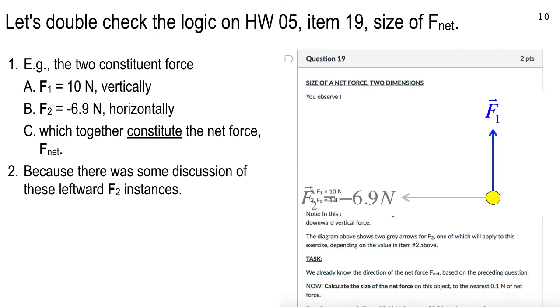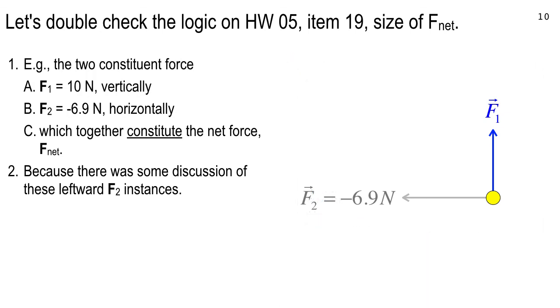All right, now I want to double check the logic in homework 5. Get your clicker ready. We're going to do some clicker questions here. This is an instance of the net force question. I think this is the very last question, item 19. What's the size of the net force? Question 18 was, what's the direction? And you had two different decisions to make.